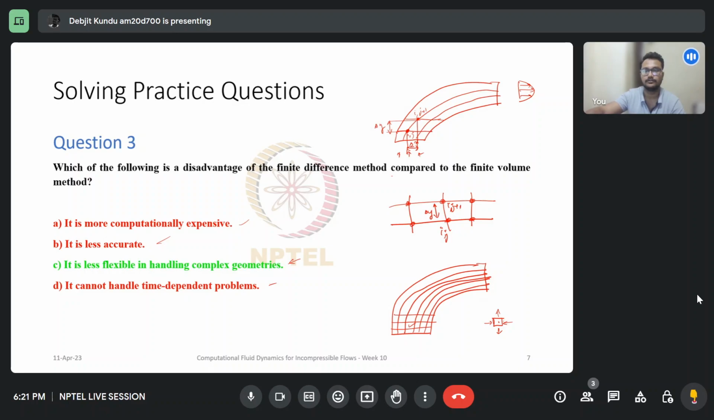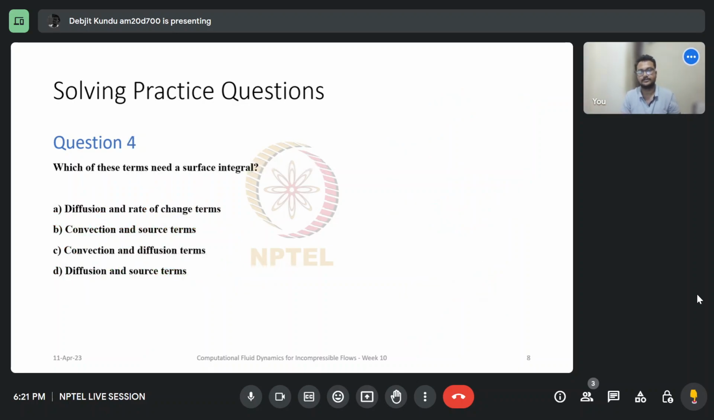We will move on to question number 4 of today's session. Which of these terms need a surface integral? Is it option A, diffusion and rate of change terms? Option B, convection and source terms? Option C, convection and diffusion terms? And option D, diffusion and source terms. So, read the question carefully and try to figure out the solution.